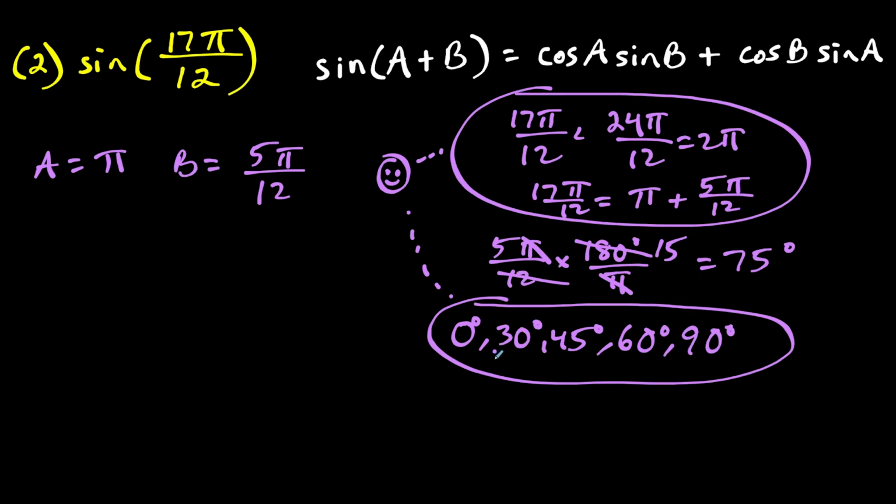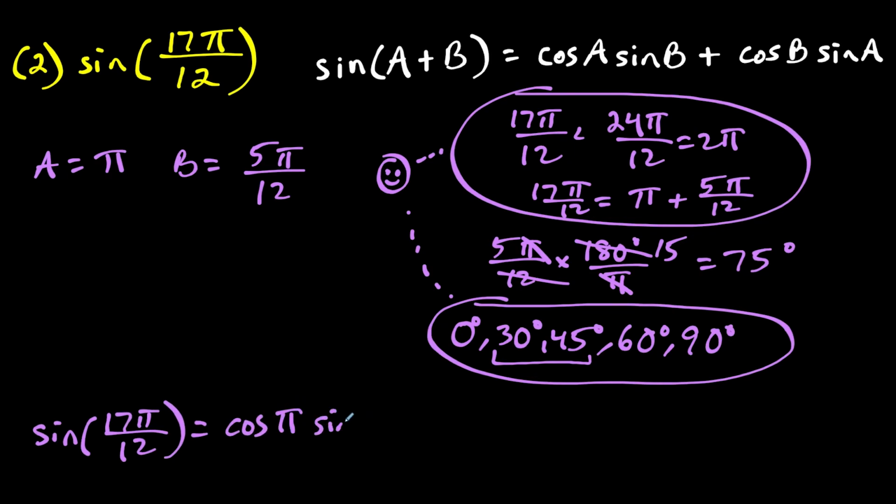I'm already thinking here that I'm going to somehow include a 30 and 45 degree angle later on. But now let's just go ahead and get started with this. So we have sine of 17 pi over 12, we could say is equal to cosine of angle A is equal to pi radians. And then we have sine of angle B. And then we have plus cosine of angle B is going to give us 5 pi over 12. And then we have sine of angle A is equal to pi radians.